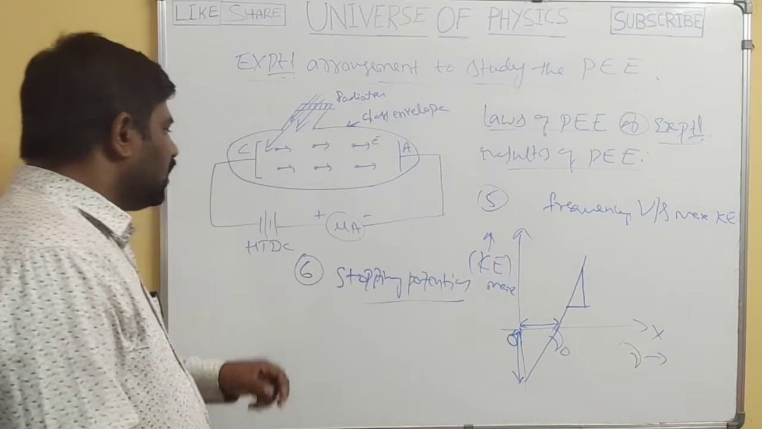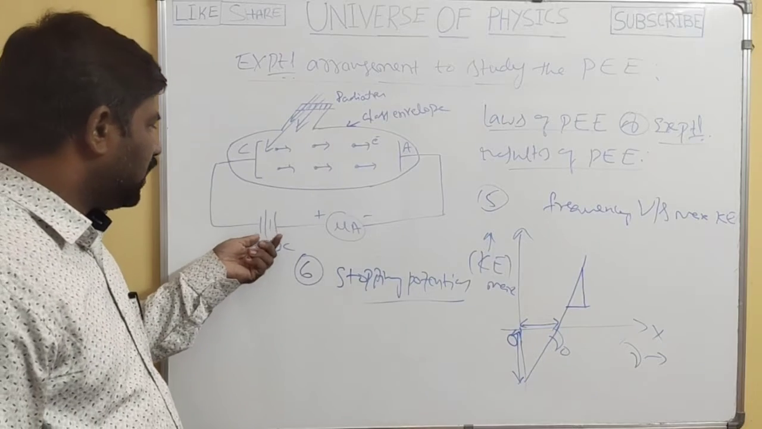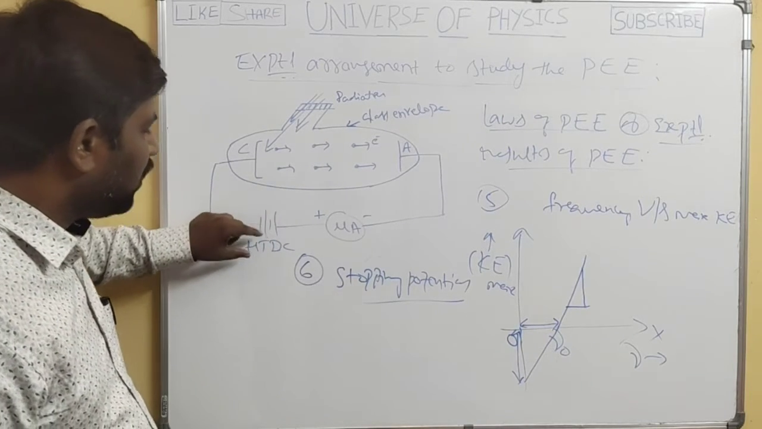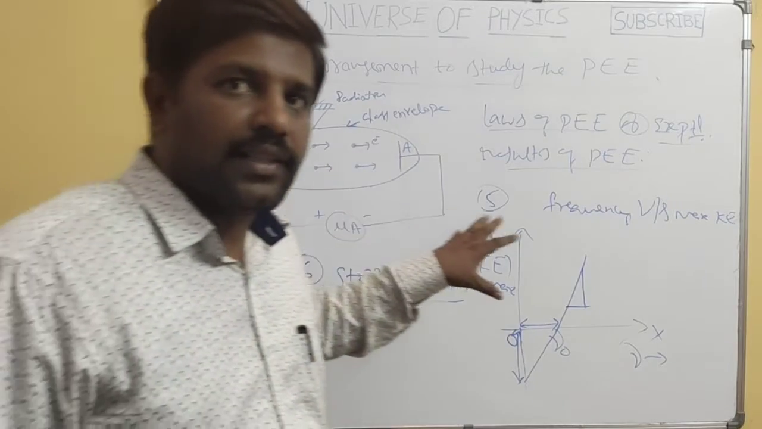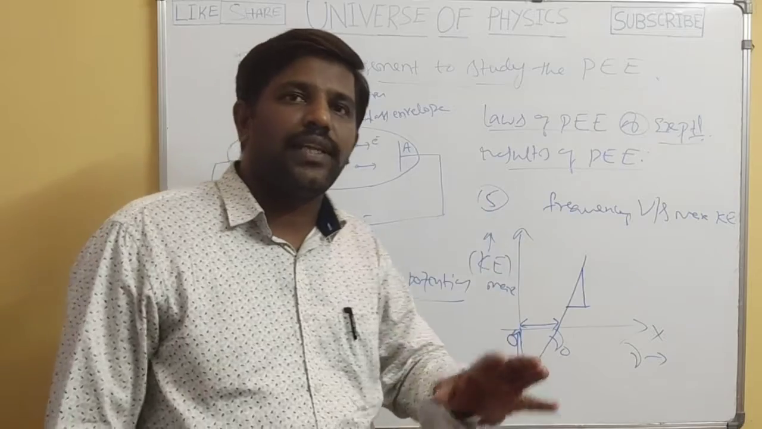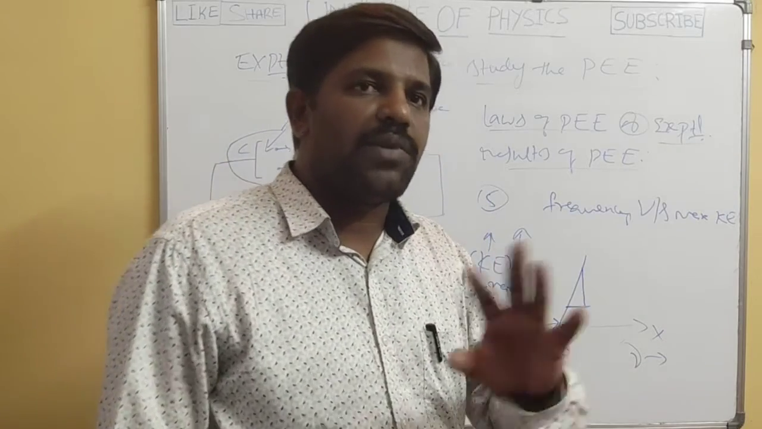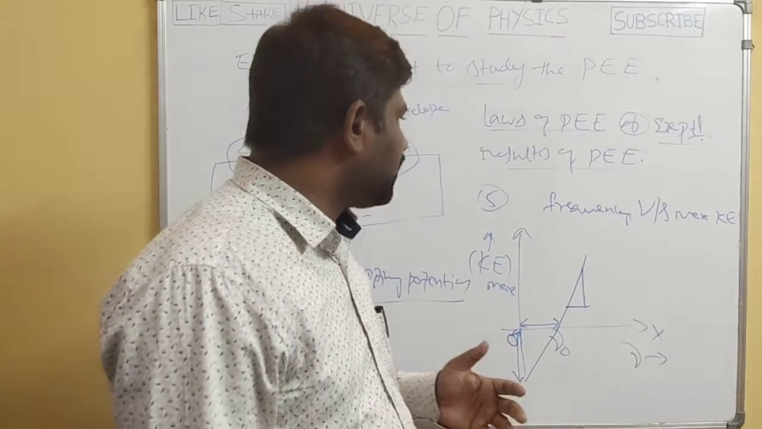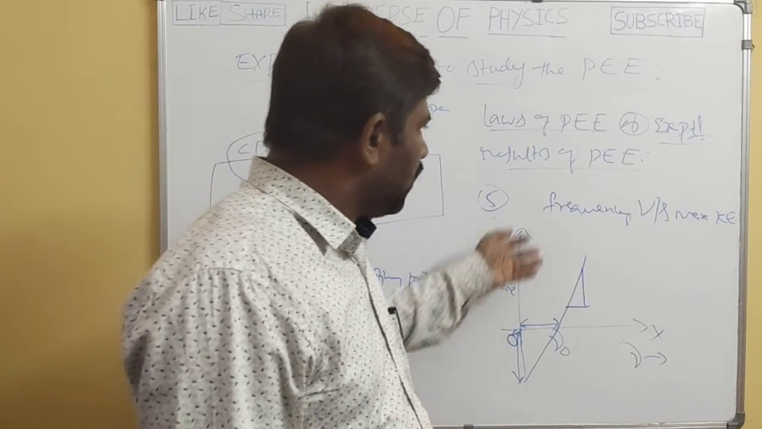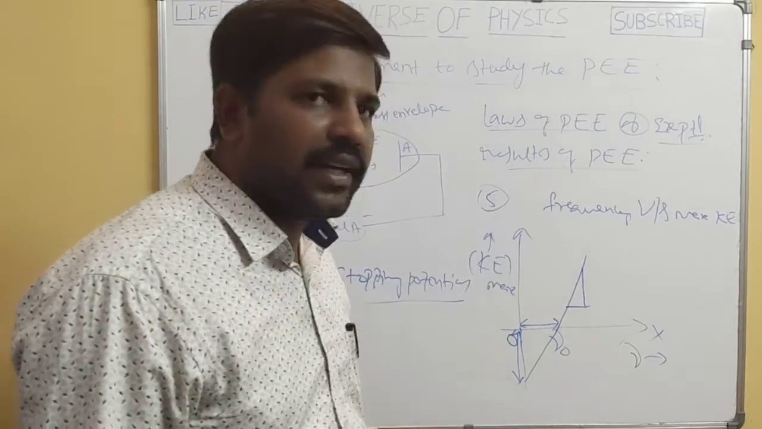If we reverse the polarities of these electrodes, or if we increase the negative potential, the photoelectric current decreases and becomes zero at a particular negative potential. That potential we call the stopping potential. If they ask for 5 marks, better to write all these things. If they ask for 3 marks, the first 3 or 4 laws are enough.